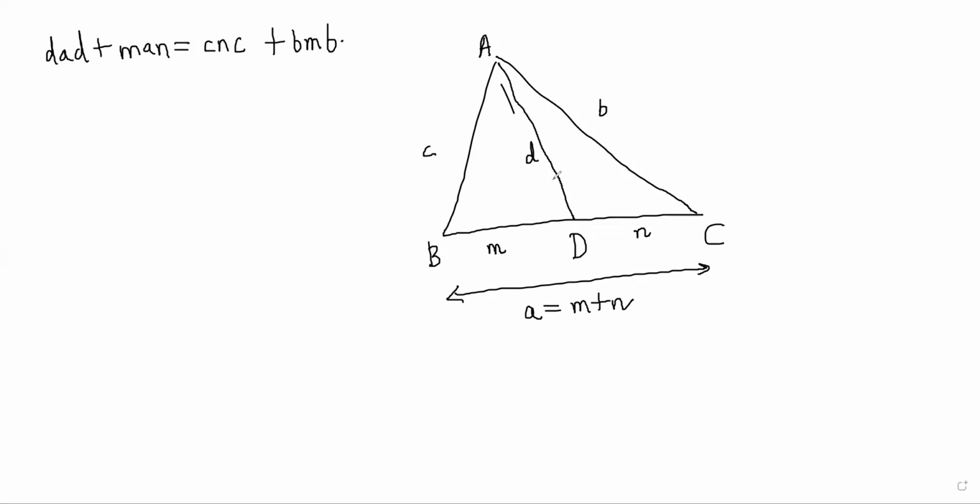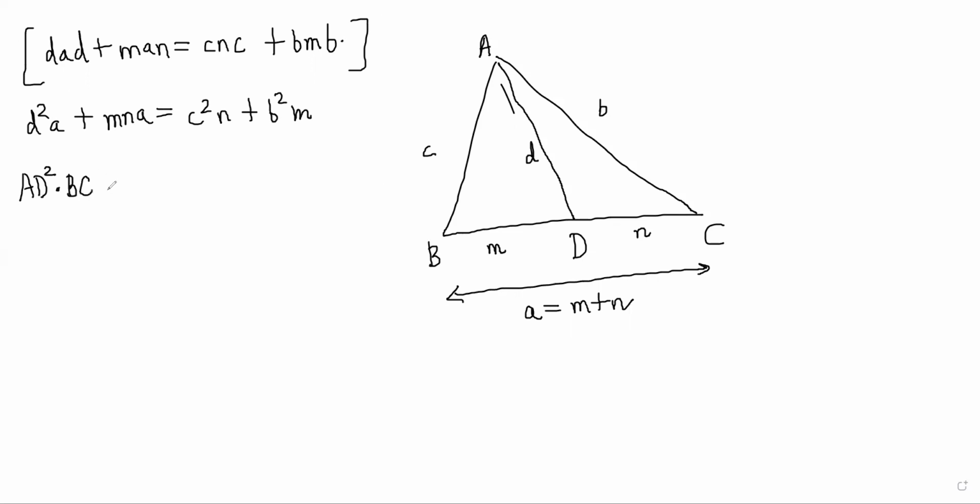Now, what is this dad plus man stuff? Dad is simply d-a-d, so d is AD, right? This is d square a. This is just a mnemonic that helps you memorize Stewart's theorem. But now I'll write it properly. This is man a, this is c square n plus b square m, right? So what is d? d is AD square, and a is the length of BC. Okay, so I'll write BC plus mn. mn is BD into CD. And what is c? c is AB, so c square n.